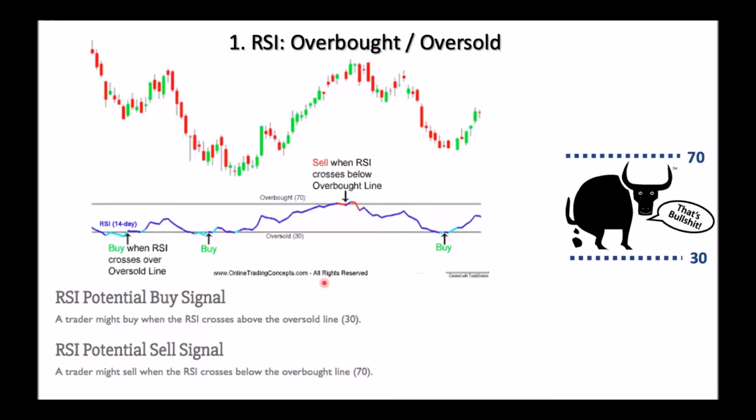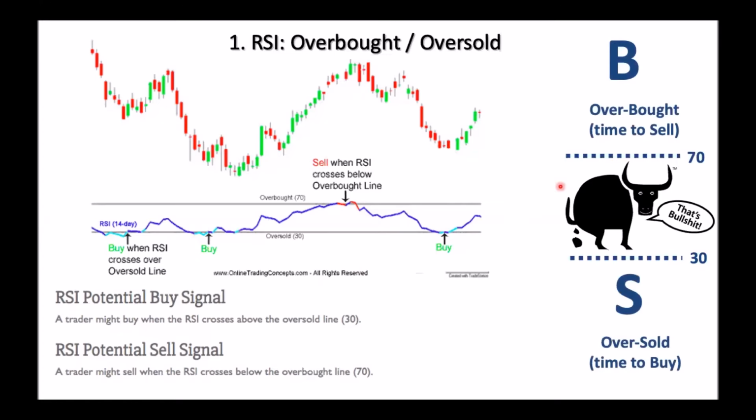Now basically there are two lines. We have two benchmarks here, 70 and 30. I don't know what the measurement is, but for RSI it's 70 and 30. When you plot the RSI chart and it's above 70, that means the stock is overbought. A lot of people are buying, buying until there is no stock left to buy, then they have to sell. If it's below 30, it's oversold. A lot of people are selling until it's time to buy back.